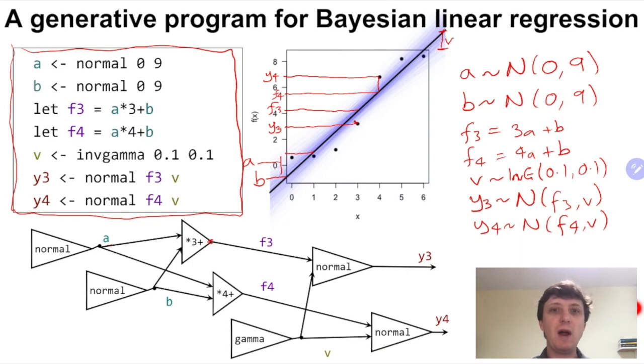So that's a graphical description of the program. Now, what I want to do now is explain how this data flow graph can be understood as a morphism in a category.